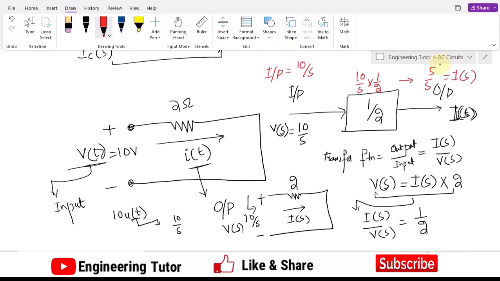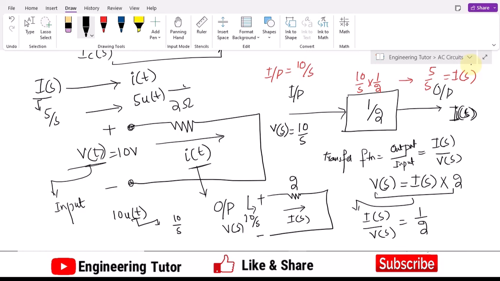Now, in order to find the value of I of t, we have to transform it back into the time domain. Here I of S is 5 by S, and in the time domain 1 by S is u of t, so it will be 5 u of t, which is 5 amperes. So the answer to this question is found by using the Laplace transform.